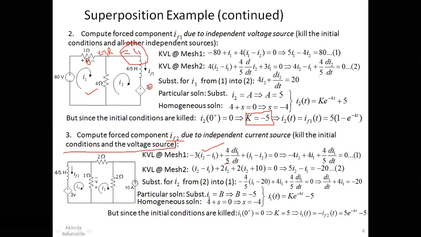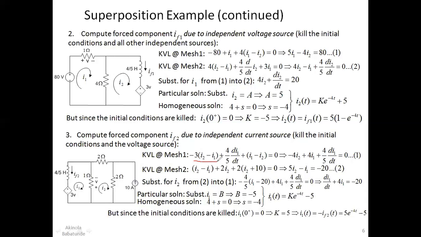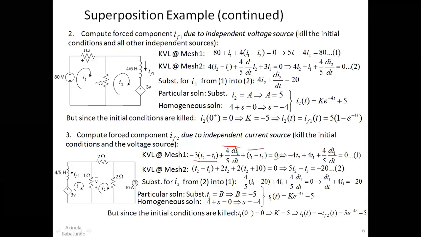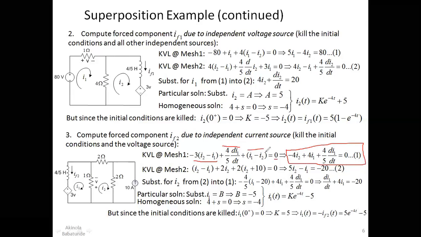All right, so let's go on. We know how we got this, we know how we got this, we know how we got this, we equate it to 0. So if you rearrange all those, this is what you are going to obtain. If you rearrange that equation, you obtain equation 1, and this is what you have. You just expand these, rearrange it, and then you have these. All right, then you go to mesh 2, the same thing is going to happen.